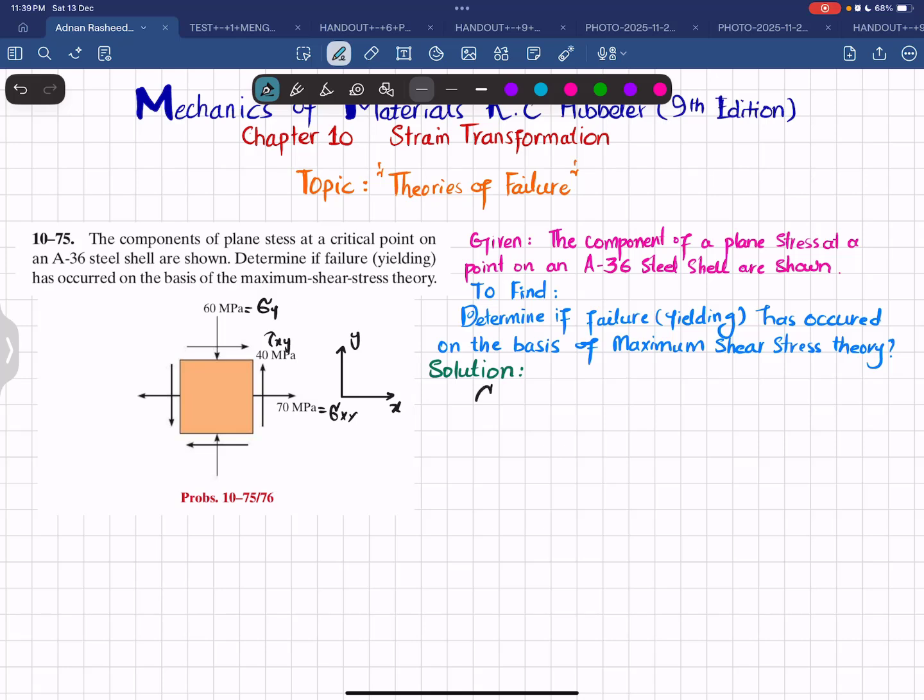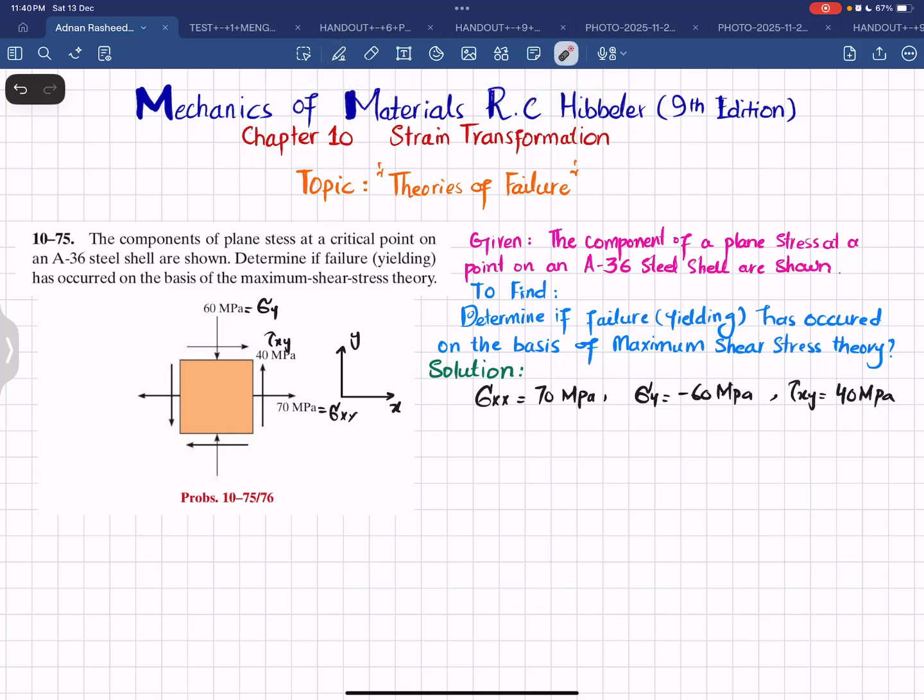So again, sigma x is 70 megapascal, sigma y is minus 60 megapascal, because you can see in the figure that this is compressive, and tau of xy is 40 megapascal. Why is this positive? Because this is the plane perpendicular to the x-axis, and here the shear stress acts in the positive y direction. So we will call tau of xy 40 megapascal.